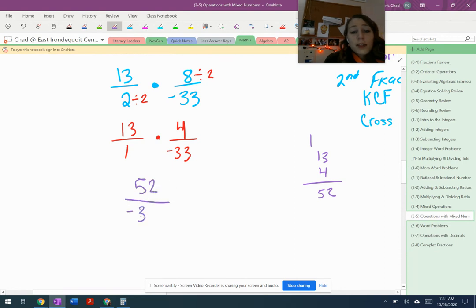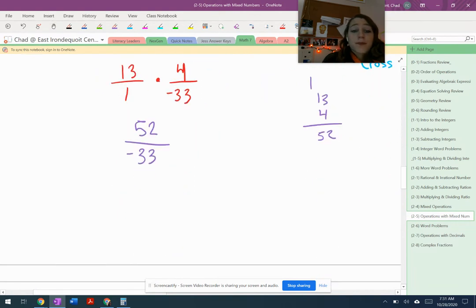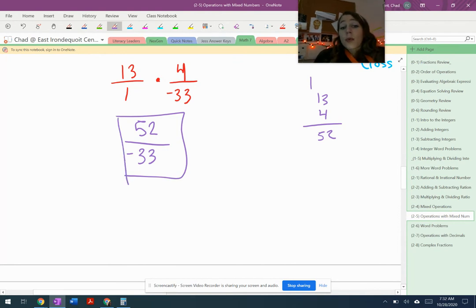And 1 times negative 33 is negative 33. And that makes sense because we have a positive being divided by a negative, which should give us a negative, right? Positive divided by a negative results in a negative answer. So just keep that in mind. Now at this point, you could convert that to a mixed number if you wanted to. I don't need you to. I don't really like mixed numbers to begin with. So 52 over negative 33 is solid for me.